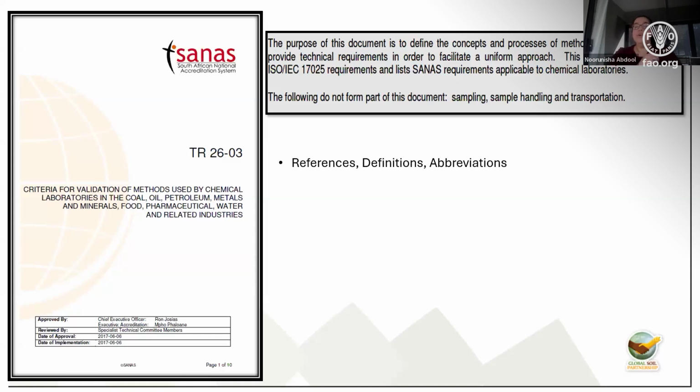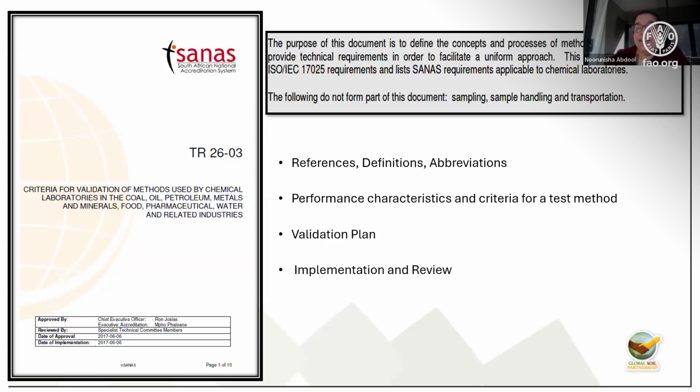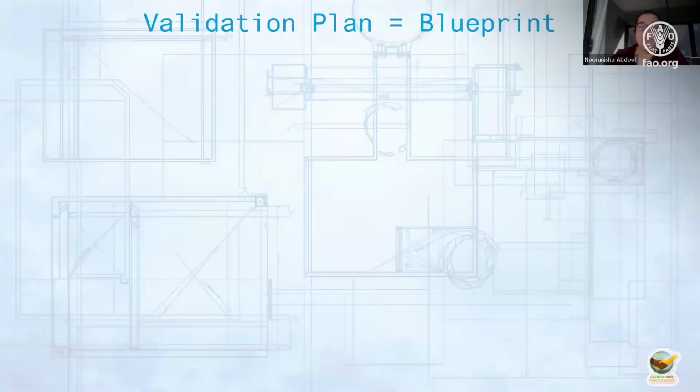Okay, so we're going to go through some references, definitions. We're going to define each of the performance characteristics that we have. We're going to set up a validation plan, and then we're going to review its implementation. Finally, we're going to have a summary report and decide whether or not we're going to have to revalidate.